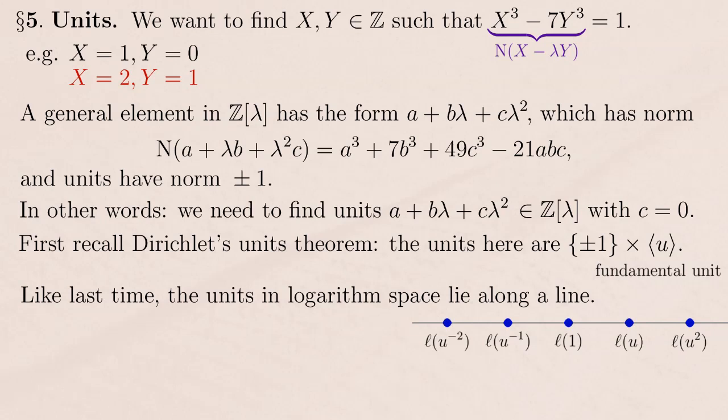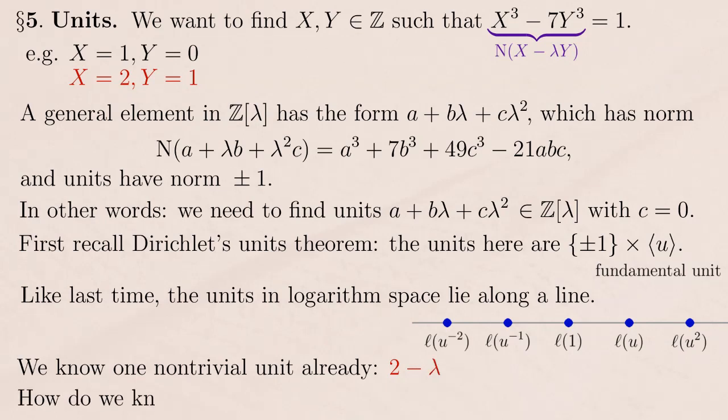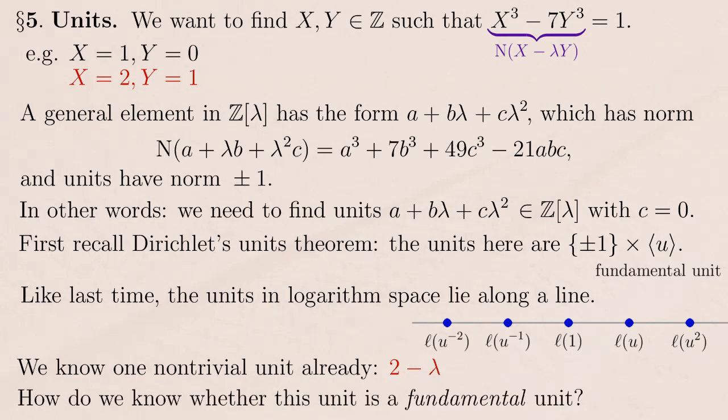So before we find all the units of a particular form, it would be helpful to start off by finding a fundamental unit u, so that we can generate all the units. Well, we know one non-trivial unit already. The example solution in red at the top of the screen, when x is 2 and y is 1, gives the unit 2 minus lambda. Is this unit a fundamental unit?